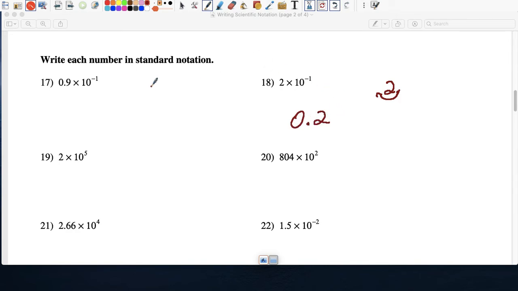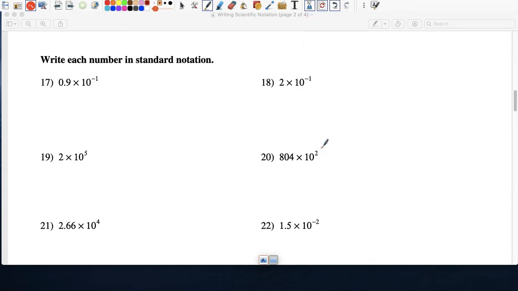And again, just to show you, that's the same thing as 2 times 1 over 10 to the positive first power, right? Laws of exponents, which can change that negative exponent. We just bring it as a reciprocal and change the negative exponent to a positive exponent. And then that becomes 2 over 10, which, as you know, is the same thing as 0.2. Okay.